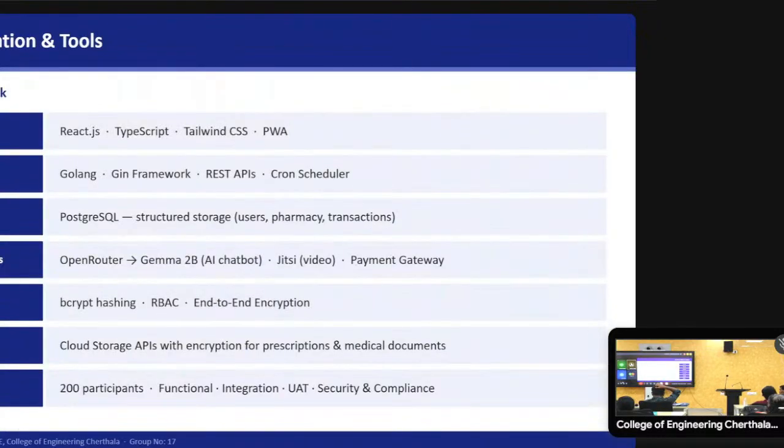Implementation. As I said earlier, the system uses React and Tailwind for the frontend, Golang for the backend, PostgreSQL for the database, bcrypt for password security, and cloud storage for prescription uploads.